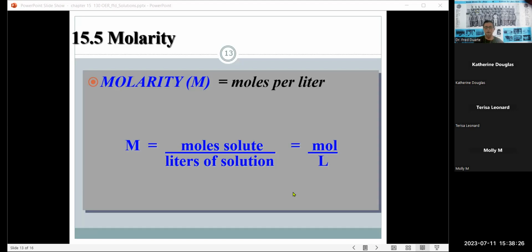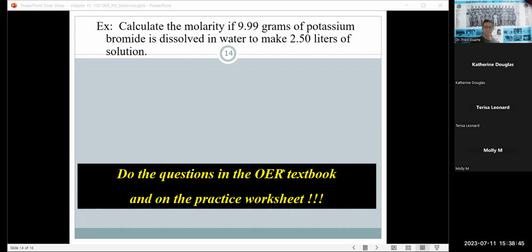Note that the units are in liters. It's moles per liter. If the problem gives you the volume in milliliters, then simply convert it to liters. You don't want to divide by milliliters because your answer will be incorrect. Moles per liter.